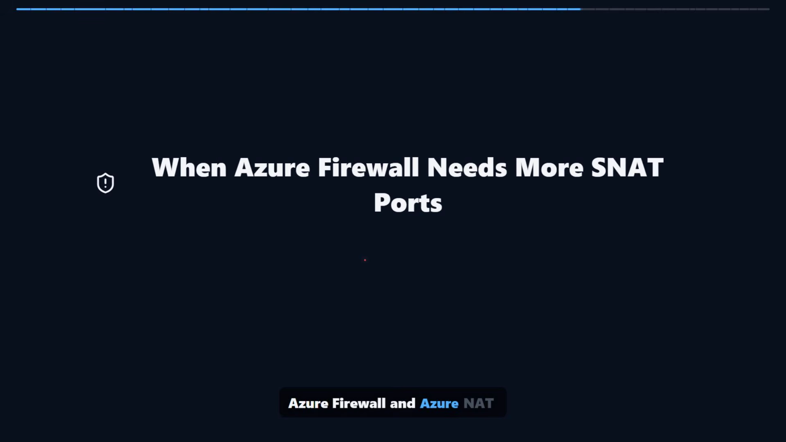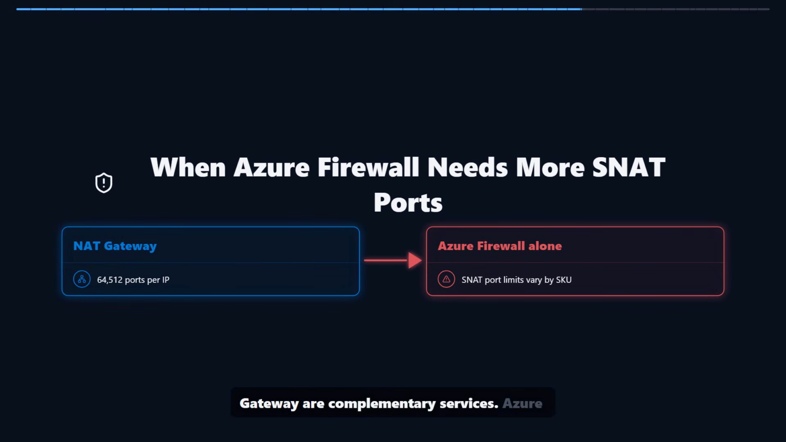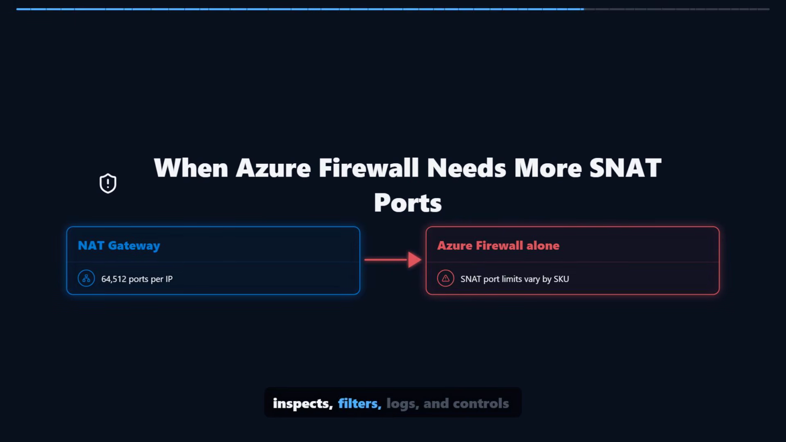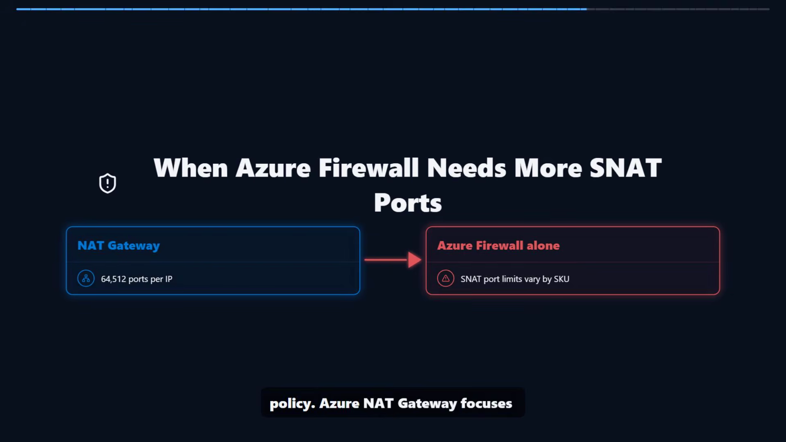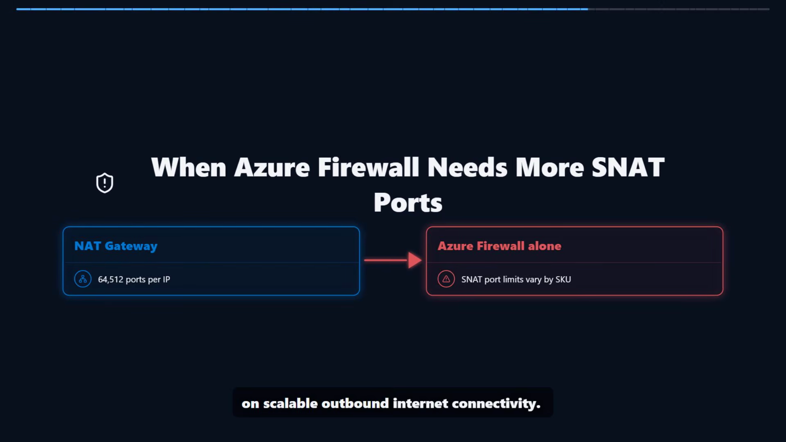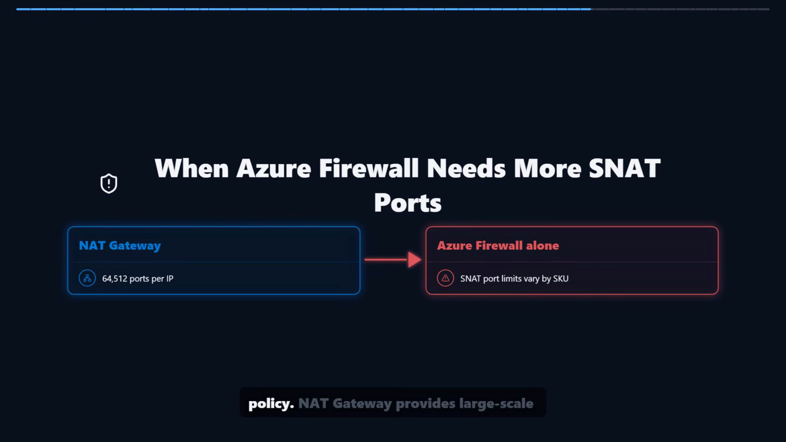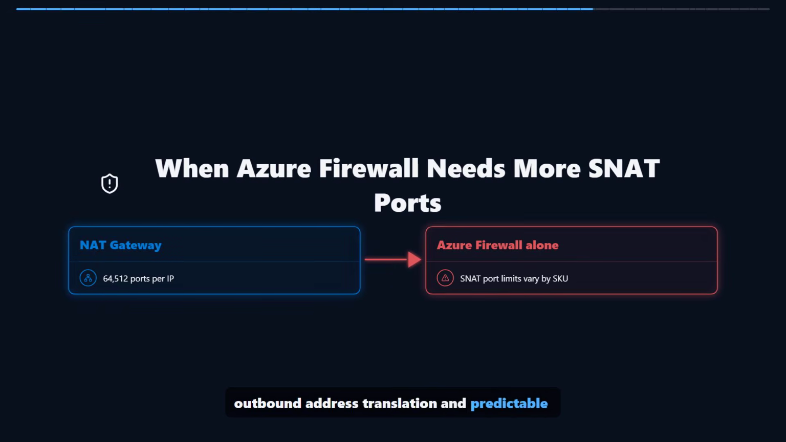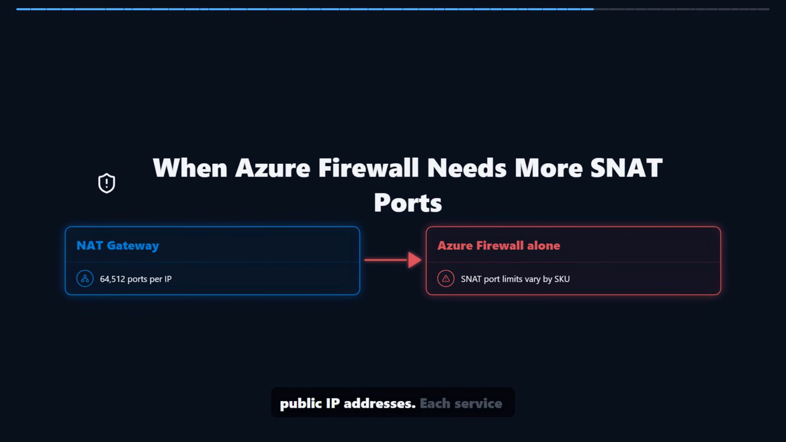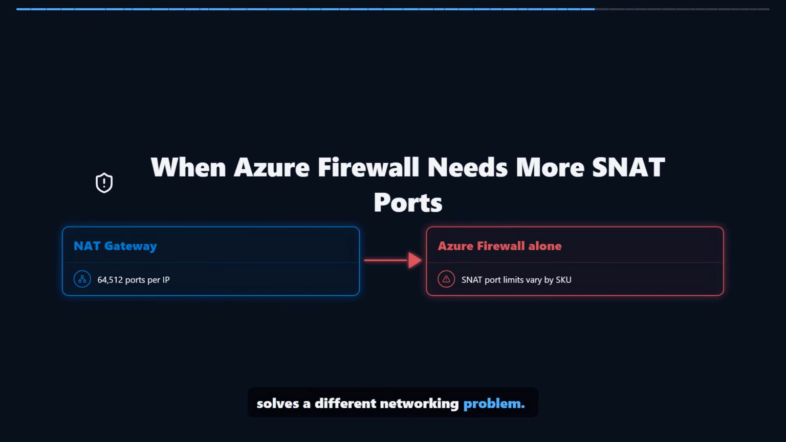Azure Firewall and Azure NAT Gateway are complementary services. Azure Firewall focuses on security. It inspects, filters, logs, and controls network traffic according to organizational policy. Azure NAT Gateway focuses on scalable outbound internet connectivity. Some enterprise environments use both together. Azure Firewall enforces security policy. NAT Gateway provides large-scale outbound address translation and predictable public IP addresses. Each service solves a different networking problem.